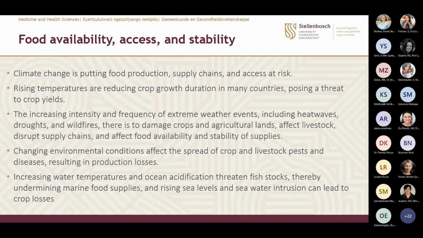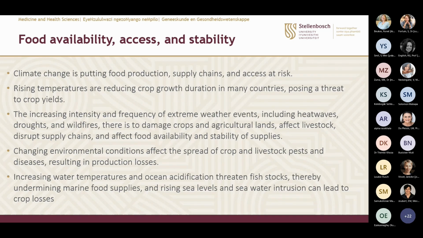So looking at food availability with access and stability, climate change is putting food production, supply chains, and access at risk. The changing conditions affect the spread of crop and livestock pests and diseases that we have been seeing in South Africa.